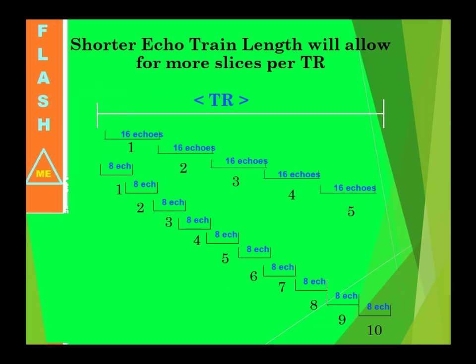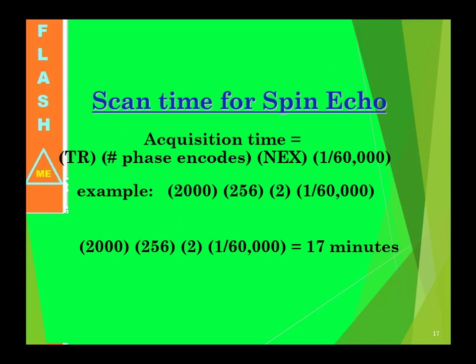How ET: 16 echoes. Scan time for spin echo. Example: 2256, 2, 1/60,000. Acquisition time equals TR, number of phase encodes, NEX.